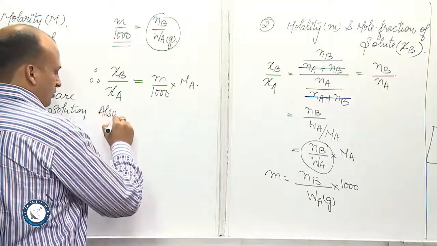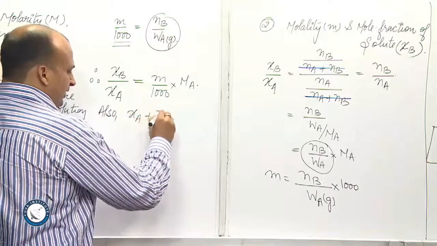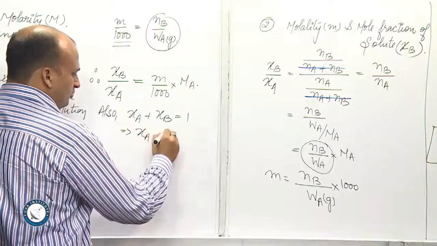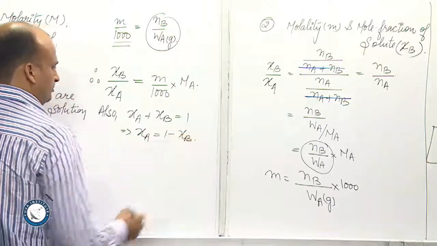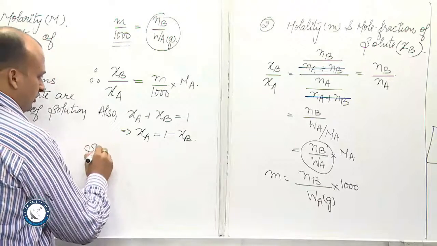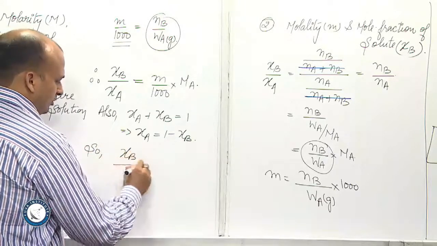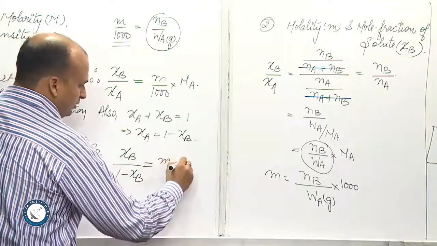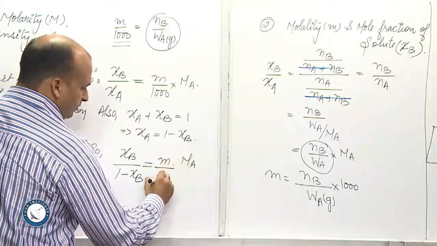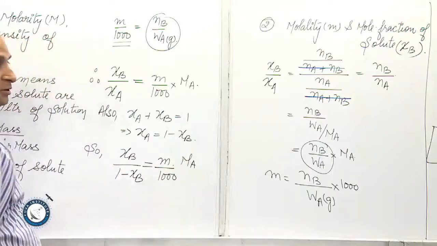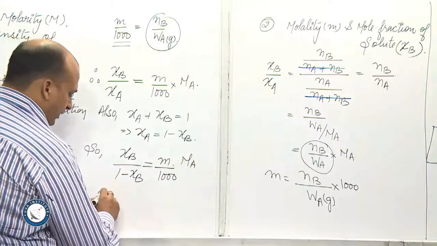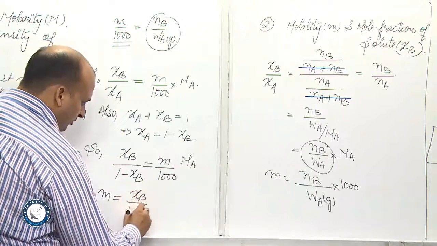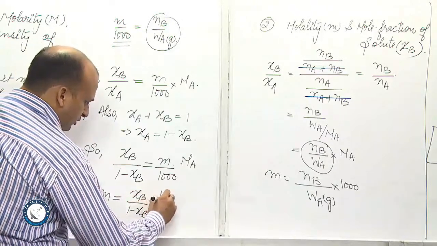Also I know that chi A plus chi B is equal to 1, which gives me chi A is equal to 1 minus chi B. So you will be getting chi B upon 1 minus chi B is equal to molality into molar mass of solvent by 1000. So you will write m into M by 1000.